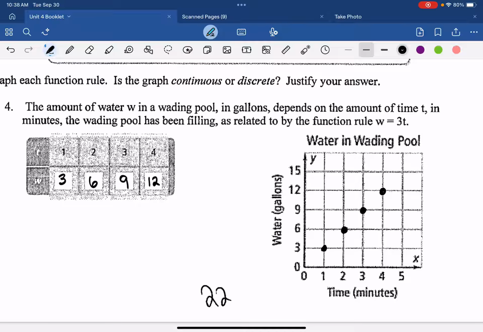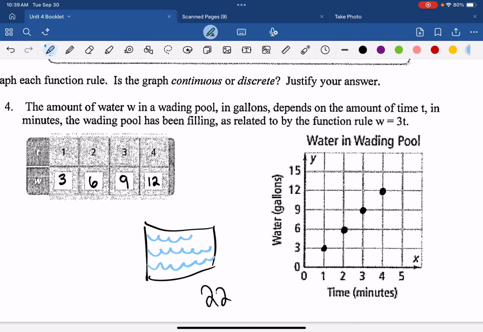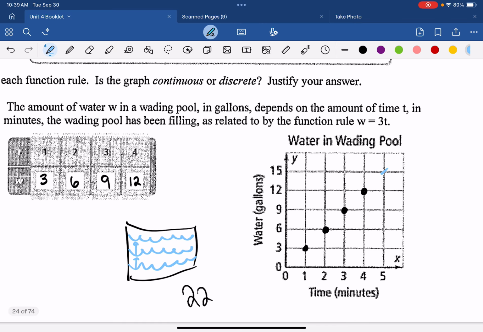As I fill water, so here's my pool. As you fill this pool with water, am I going to jump from one to the next? Or am I going to slowly rise over time and therefore have decimal amounts of gallons of water? Well, I'm going to rise slowly over time, so this becomes continuous. I can connect my dots. I'm going to say it's continuous because our water fills consistently. There are no jumps.